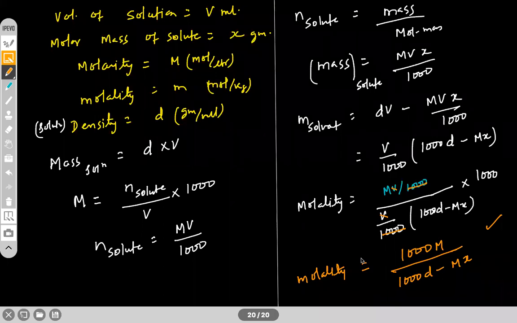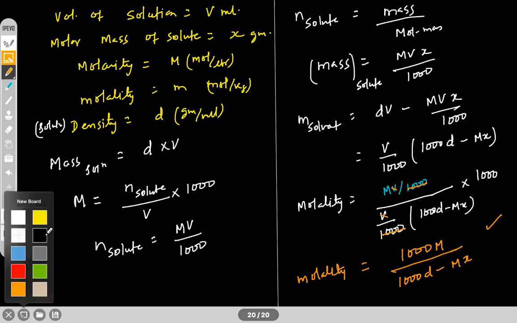Did you understand this? See here, what you have to keep in mind: the density which is given in the question must be in gram per ml. Okay, if not, then you have to change it, right? M, capital M, is the molarity, X is the molar mass of the solute. Here in the question, the solute is mentioned, and that is NaOH. Density is also given. So we are going to use this formula to solve this question.